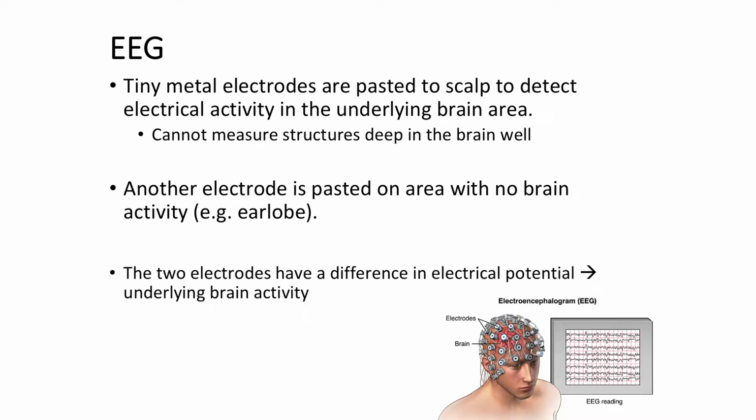Since the electrodes are on the outside of your head, they can only measure brain activity on the outside layers of your cortex, of your brain. So with EEG, you cannot measure electrical activity deep inside of the brain. For example, the hippocampus and the amygdala are too deep inside of the brain for EEG to reach. It's only for the outside cortex of your brain.